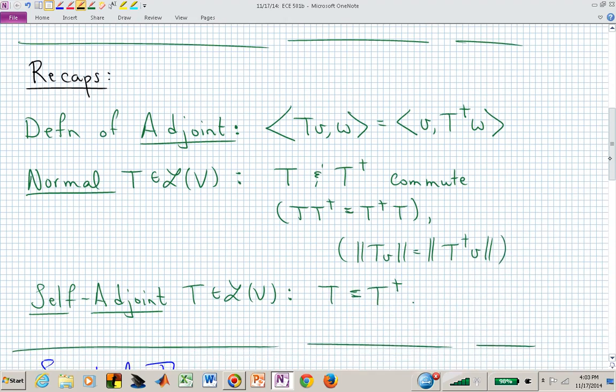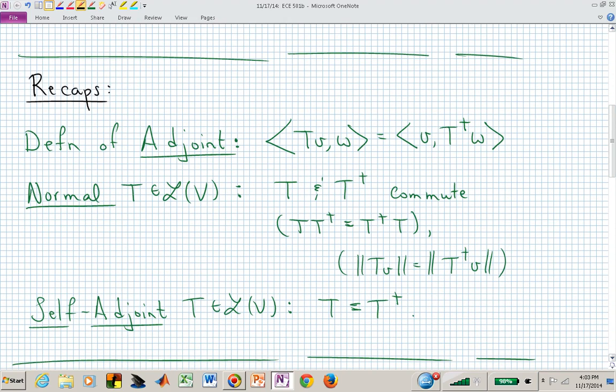Here's a recap of where we have been. Just as a reminder, the definition of an adjoint. The adjoint is the linear operator slid from the first slot to the second slot, is one way of thinking about that. If you wanted the same inner product, but you wanted the operator to be in the second slot, then that would actually be the adjoint of the original operator T. TV inner product with W is equal to V inner product with T adjoint, or T dagger W. That's the definition of the adjoint.